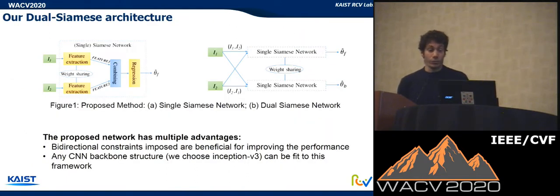And concretely, to estimate the intrinsic parameters of a pair of images, we develop a novel network architecture that we call Siamese architecture, where we try to enforce a bidirectional constraint. Let's say, for instance, you estimate the intrinsic parameters of your two views between image 1 to 2. You want these parameters to be the same as the parameters if you invert your images, like the parameters between image 2 to 1.